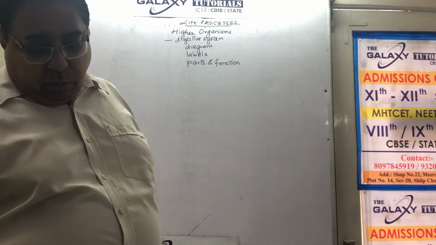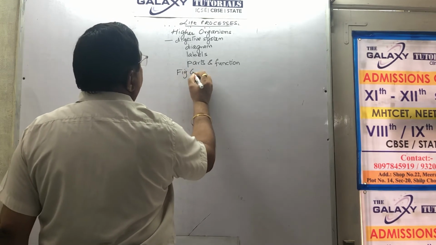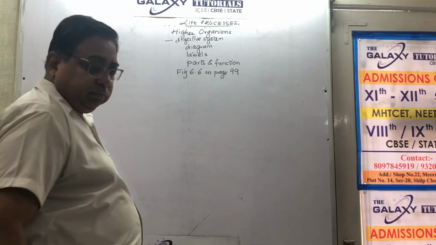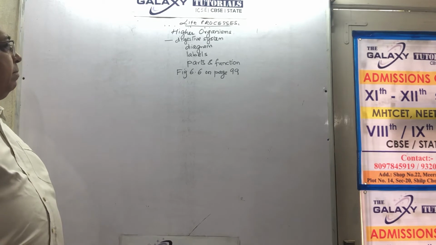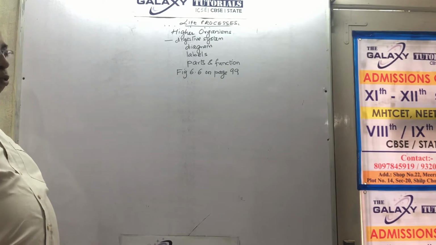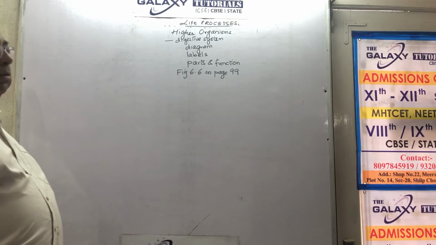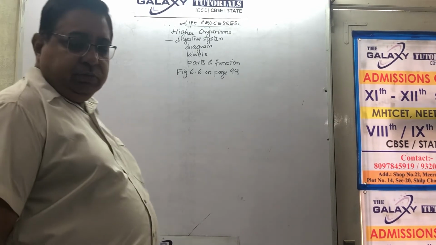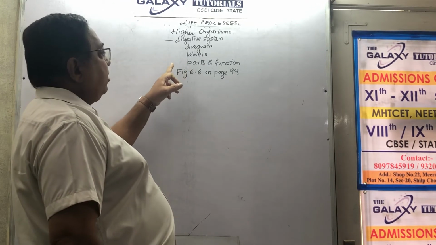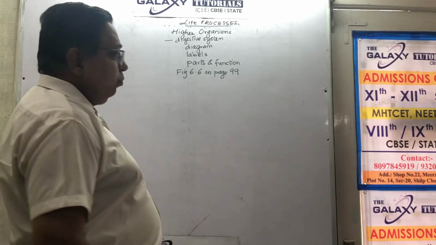Okay, so we are looking at diagram 6.6, figure 6.6 on page 99. This is the diagram I am talking of in your textbook. Okay, we will see how to draw simply, how to label, and then we will go for parts and functions. So we will be completing the subunit of digestive system. Okay, let's start. Diagram, labels, parts and functions of figure 6.6 on page number 99 of your textbook. Let's see.